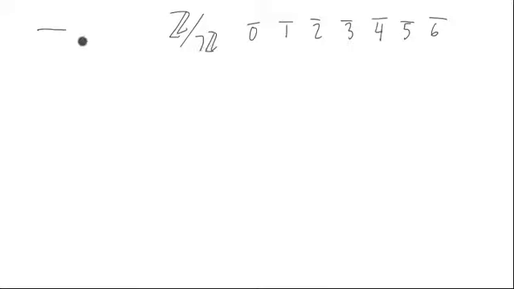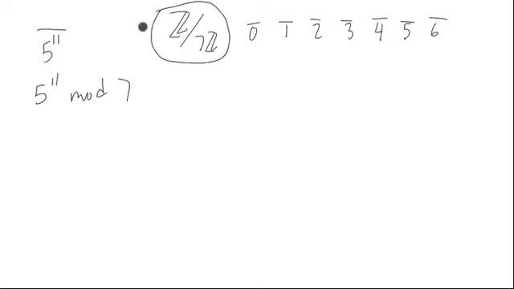Let's suppose that we want to compute something that may even seem grotesque at first. Let's do 5 to the 11th power mod 7. We could write it this way. An equivalent way of writing that is 5 to the 11th mod 7. So if you don't want to use the bar, if you know what the context is, but if you want to emphasize the context, you can always write this.